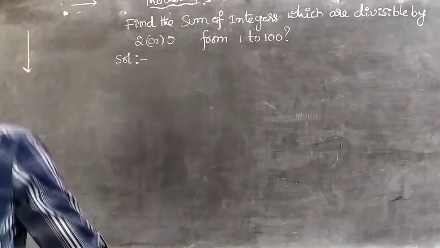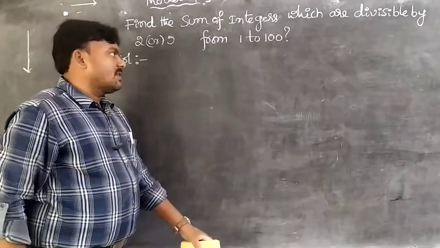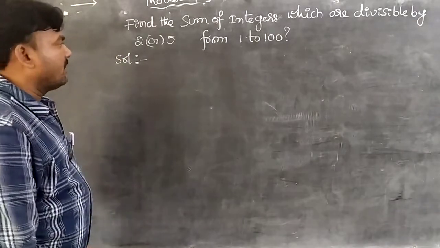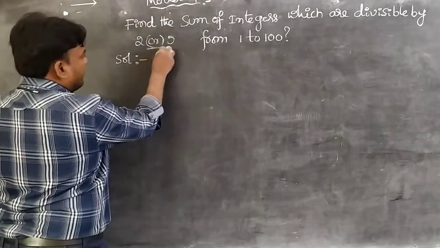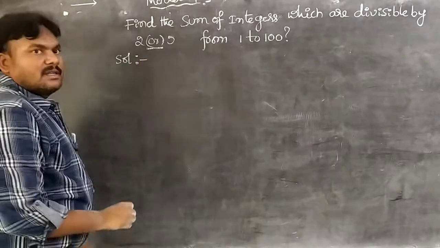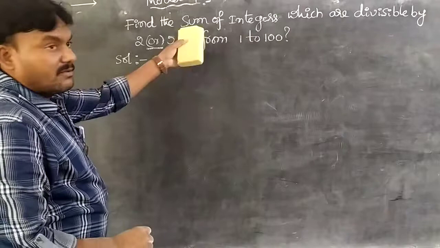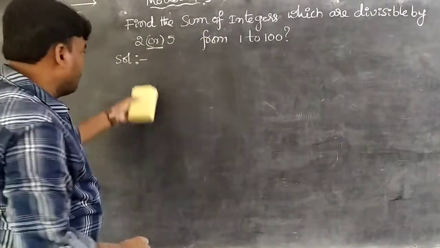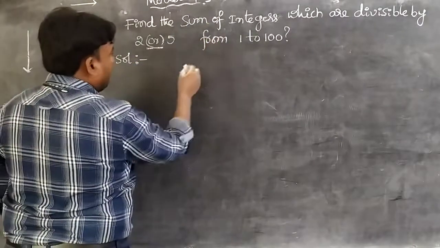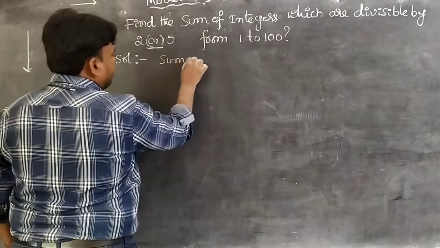Right. Next model, students. Find the sum of integers which are divisible by 2 or 5 from 1 to 100. Here "or" is given. If "or" is given, how to approach the solution? Observe. And if "and" is given, we approach it as in model 3. Now model 4. So directly we have taken the sum of integers.